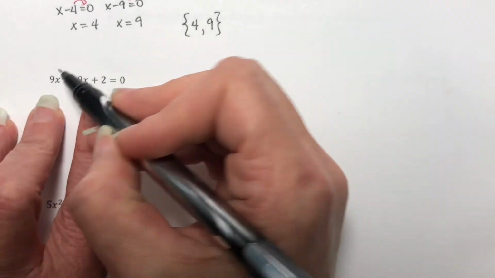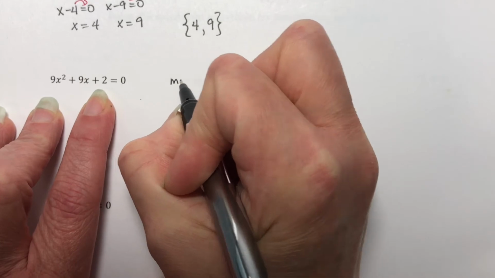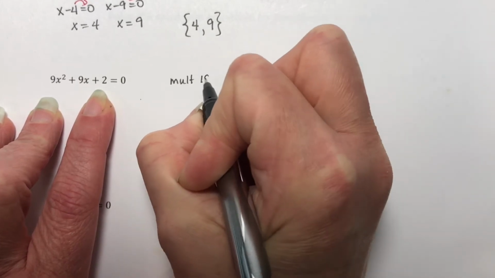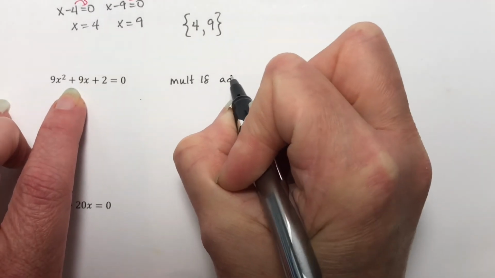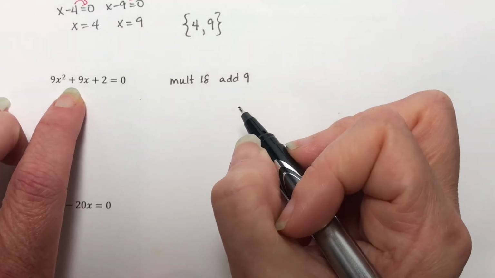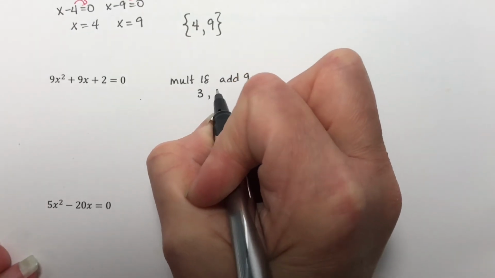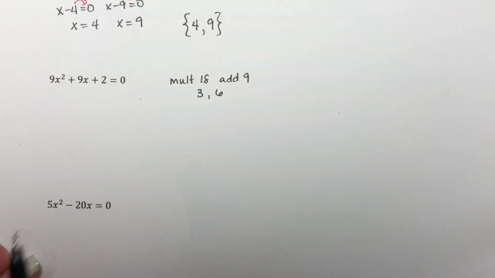So what I'm going to do is multiply these two things together. 9 times 2 is 18. So I'm looking for two numbers that multiply to 18, and I want them to add to 9. And the numbers that work would be 3 and 6. They multiply to a positive 18, they add to a positive 9.